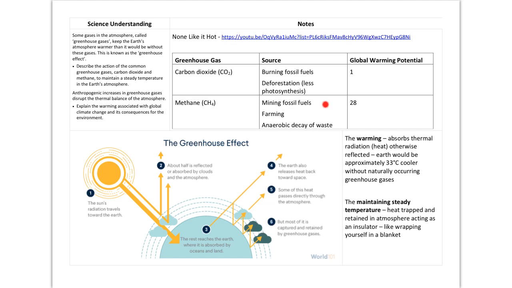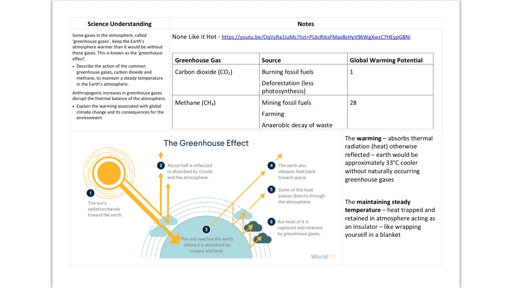Methane is the other primary greenhouse gas. The mining of fossil fuels can release lots of methane into the atmosphere. Farming in both animals and plant farming, so for things like rice as well as for livestock, can result in large amounts of methane through the decay of material in the guts of those animals, which is what comes out in the form of fart gas, for lack of a better term, which contains lots of methane.